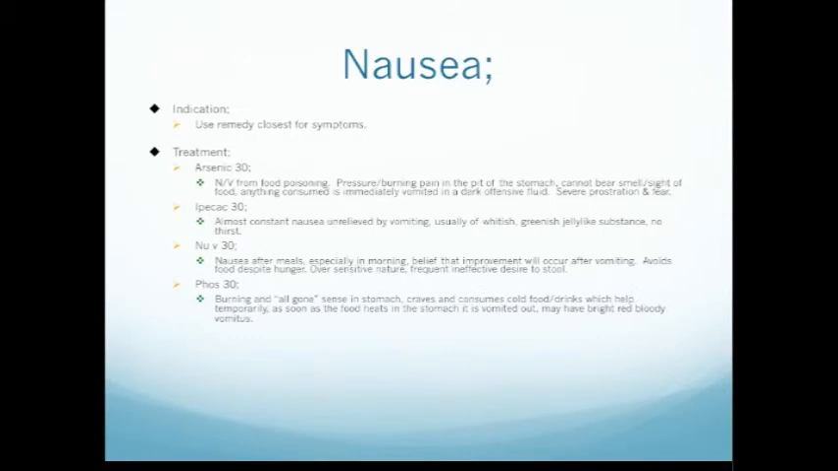Phos 30 is good for nausea accompanied with a burning and all-goneness in the stomach. They crave and consume cold food and drinks which help temporarily, but as soon as the food heats up in the stomach, it's vomited out. They may also have bright red bloody vomitus.